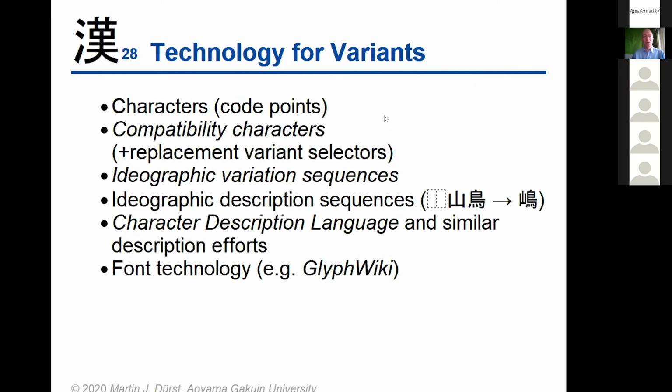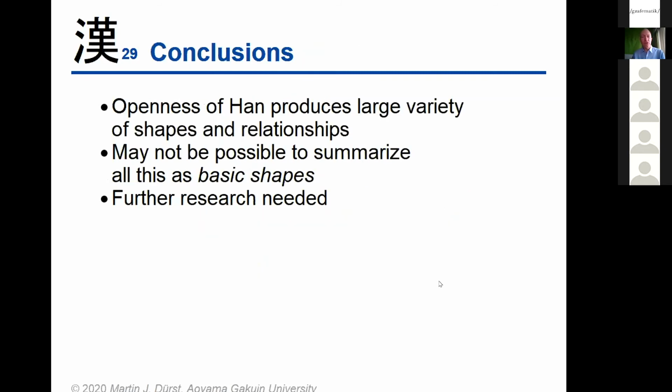We have characters, we have compatibility characters, we have ideographic variant sequences, we have ideographic description sequences, and then there is language to describe these characters. And there's also font technology that can be accessed, for example, from something like the Glyph wiki, which is really amazing if you go and look at it.